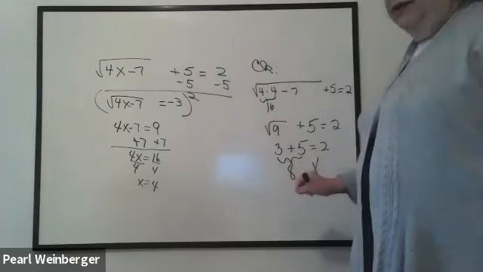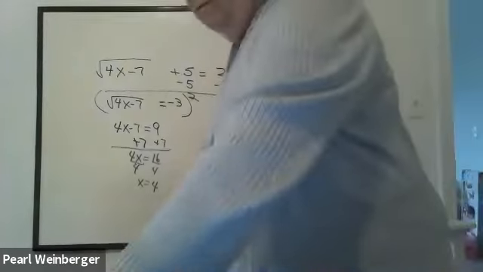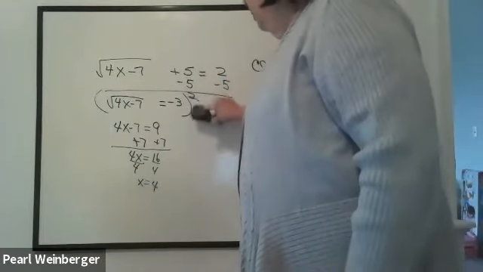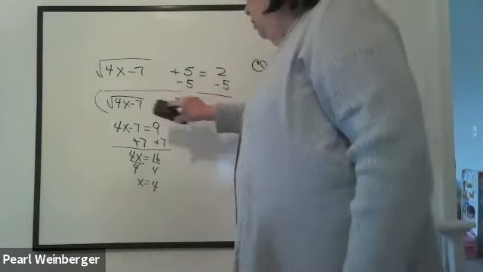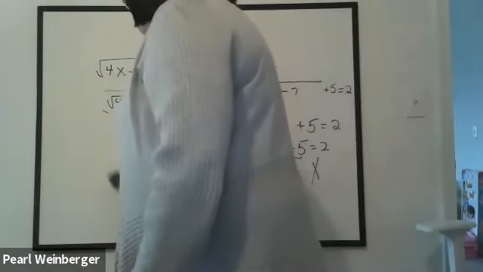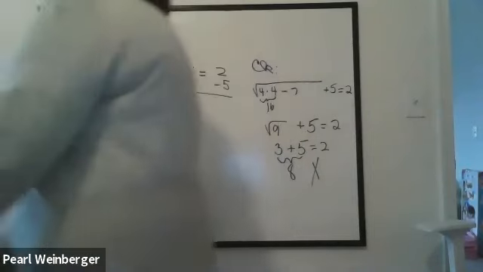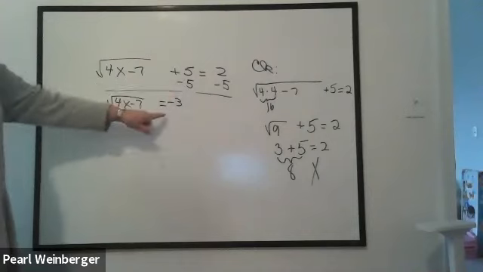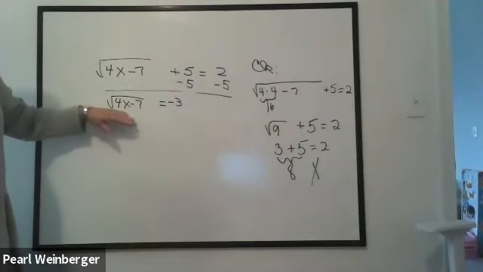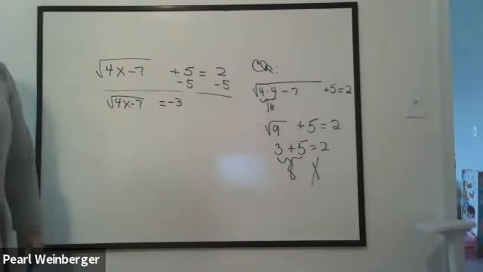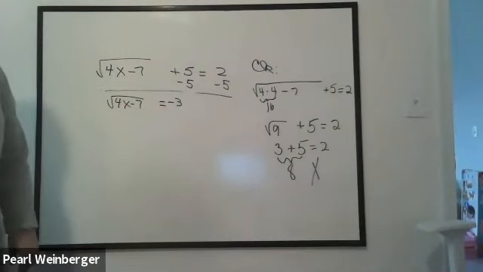Let's go back to this step over here. Okay, I'm erasing this and going back to the original step where I subtracted the 5 from both sides, and I got that the square root of 4x minus 7 is equal to -3. And I should have stopped right here.